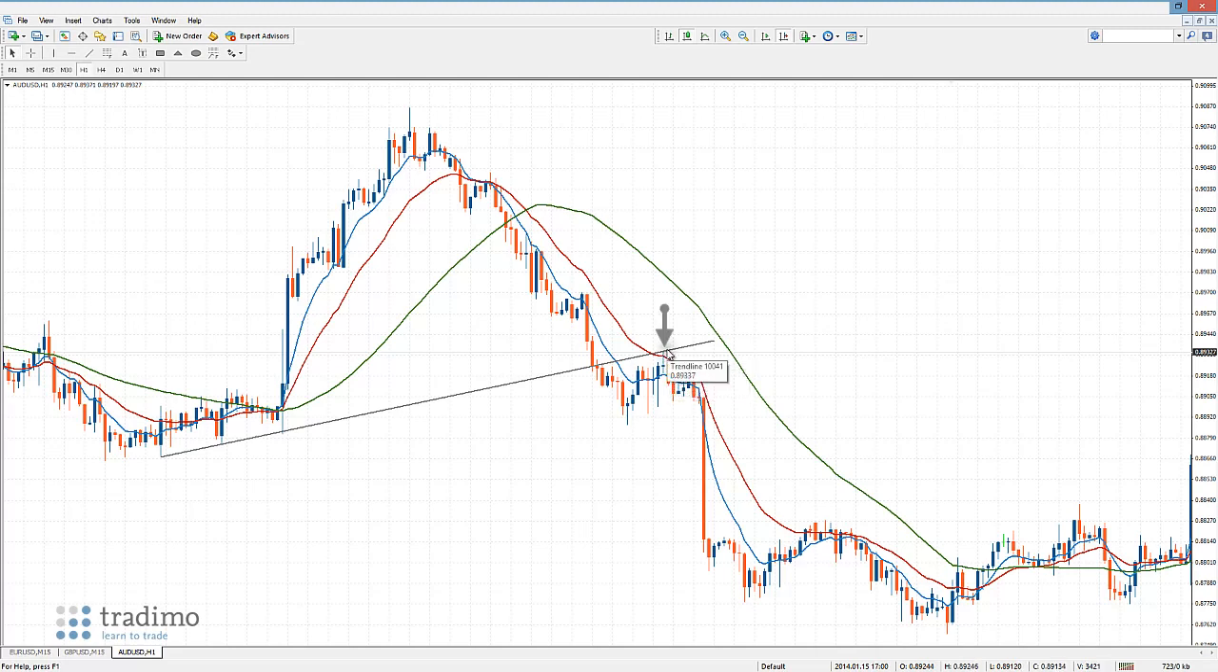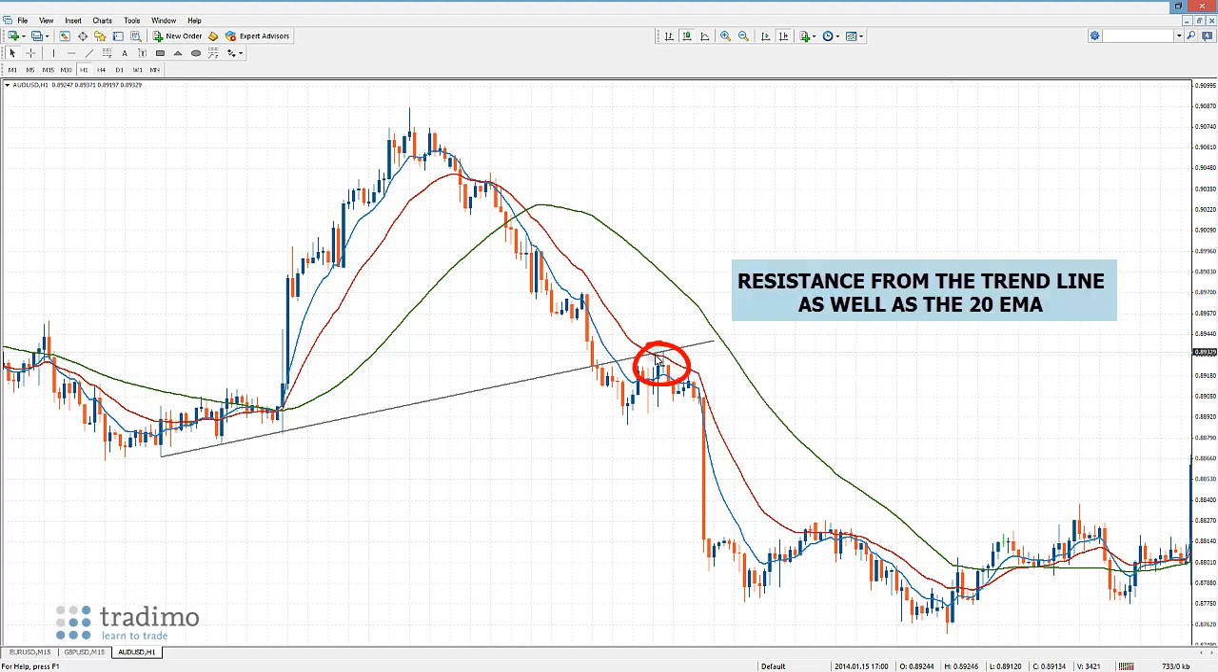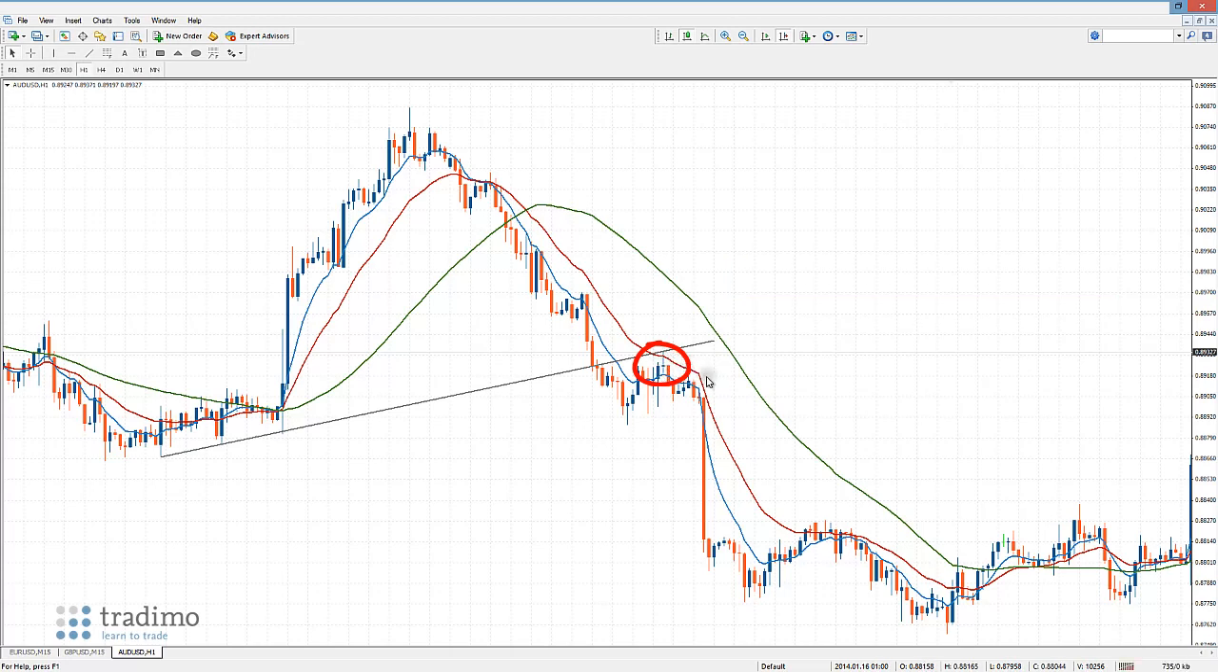So the trend line acted as support, now it acts as resistance. Price comes between the 8 and 20 EMA, finding confluence of resistance from the trend line as well as the 20 EMA before price takes a nice move to the downside.